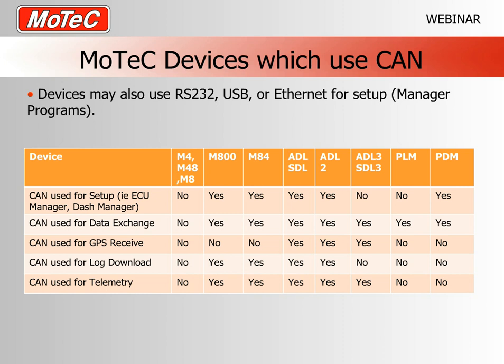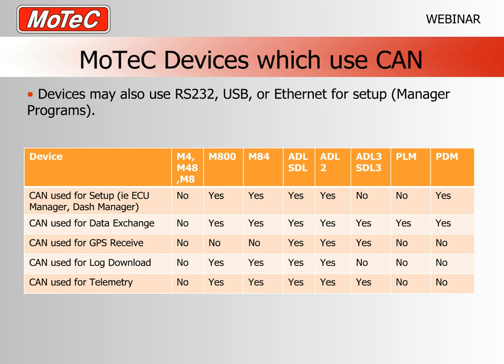Now what you can see here is a quick split of our ECUs and our dash loggers and a couple of our other devices. Now our earliest ECUs, M4, M48 and M8, are not CAN capable. They have no CAN functionality whatsoever. So as you can see, they're in these 5 categories that we often use CAN for. The M4, the M48 and the M8 have no capabilities at all.